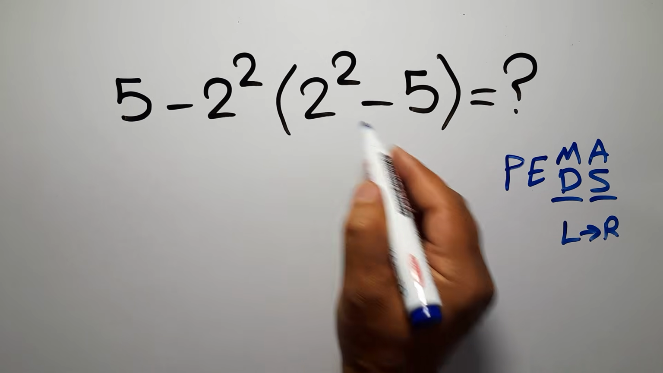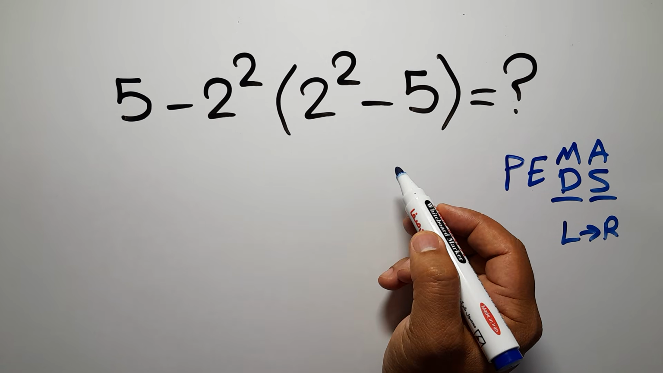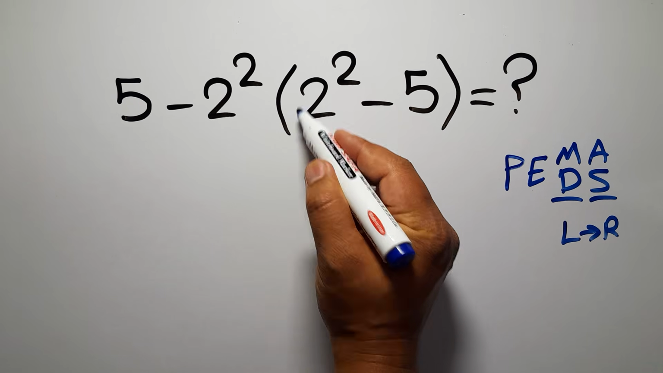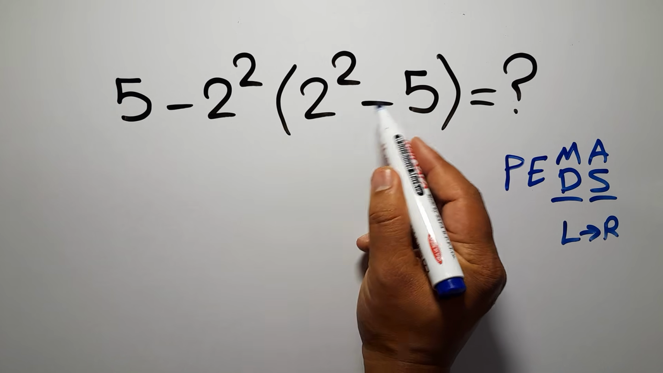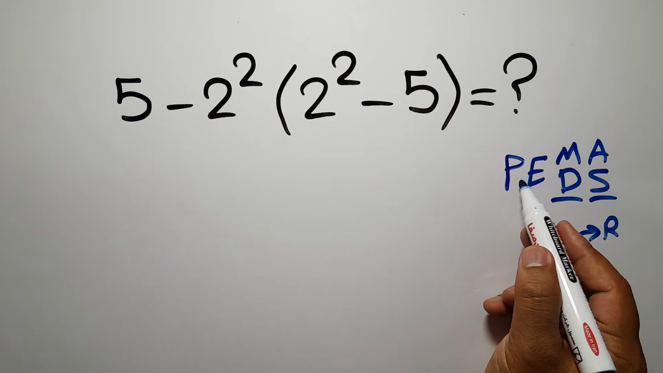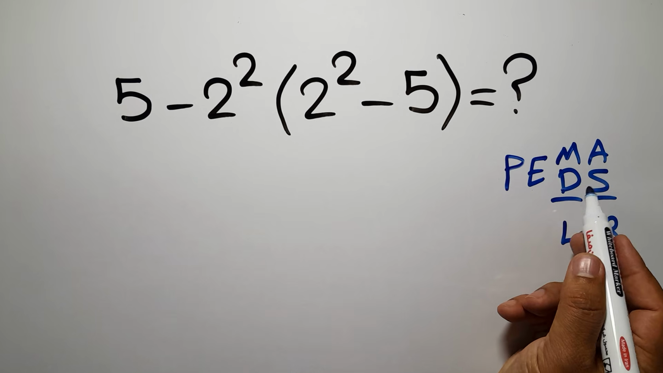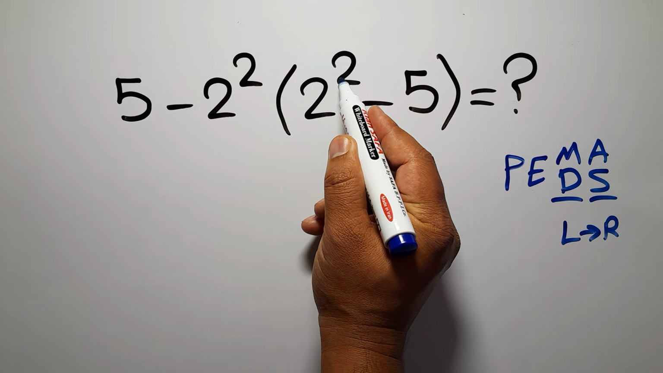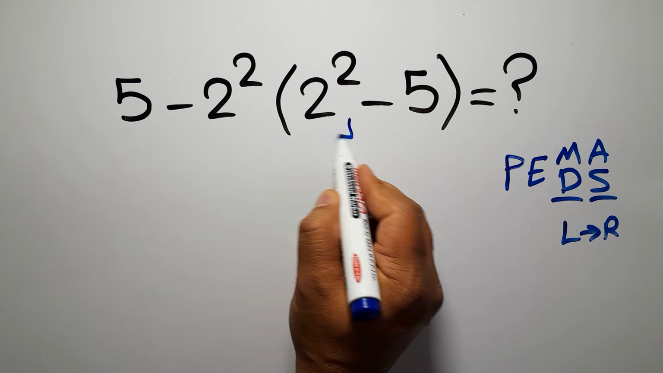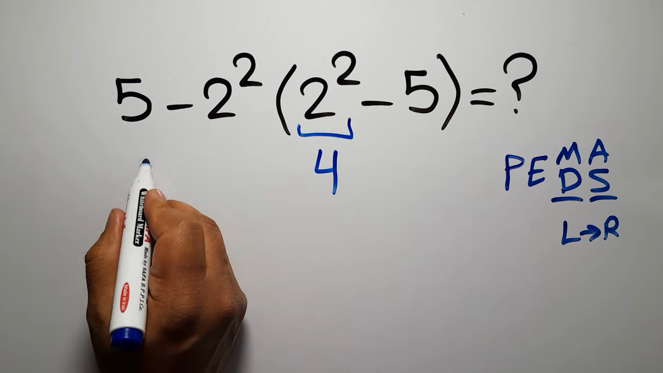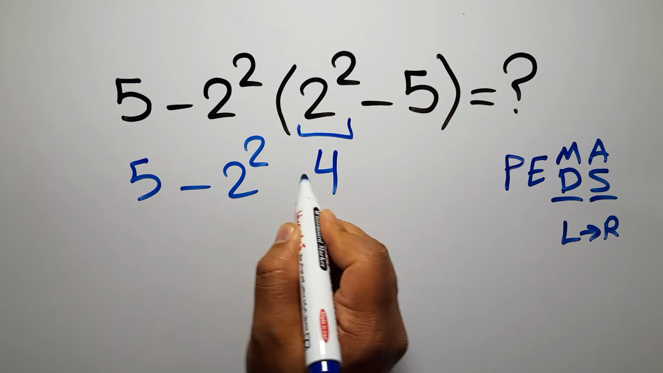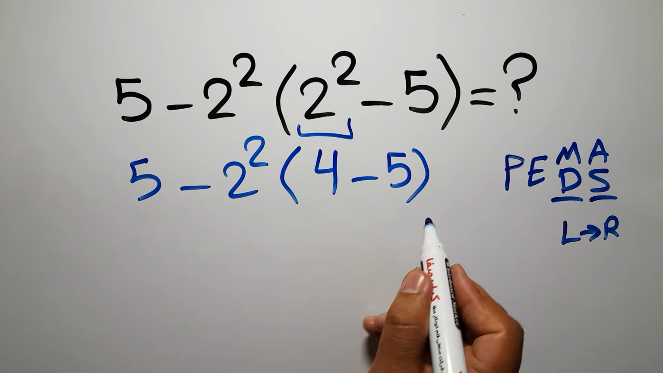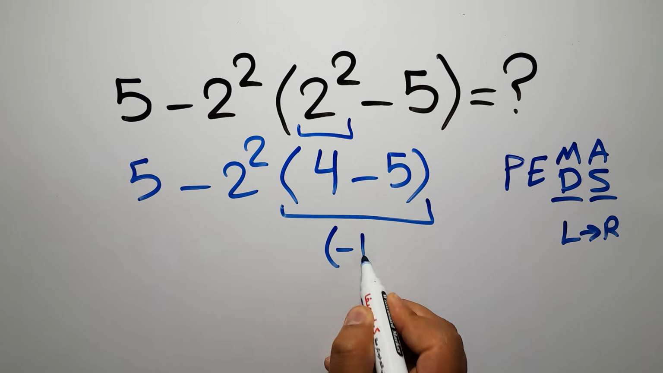So here, first we have to do this parentheses. Inside this parentheses, we have this exponent and this subtraction. In PEMDAS, exponent comes before subtraction. So first we have to do this 2 to the power of 2, which gives us 4. So 5 minus 2 squared times 4 minus 5. Now 4 minus 5 is just minus 1.